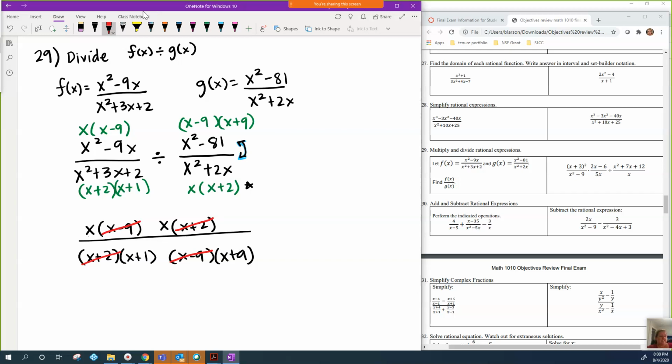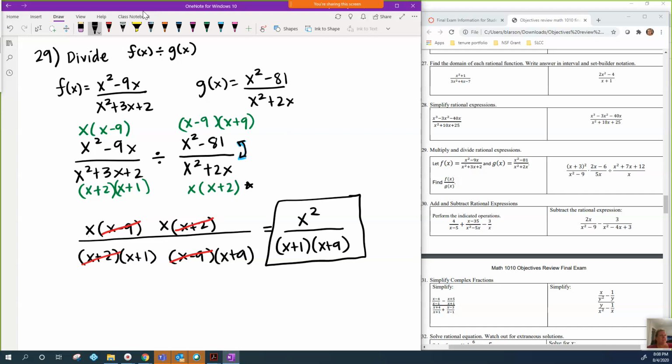Both of these x's are on the top, so those can't cancel out. And I don't see anything else that will cancel. So now I just need to multiply stuff together. So x times x is x squared. And then on the bottom, you don't need to FOIL these together. You could just leave your answer in factored form like that. And that would be your answer.